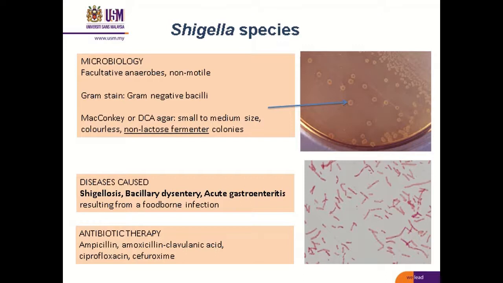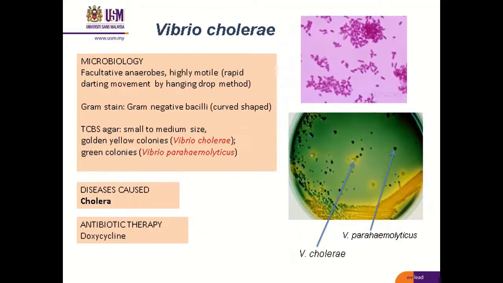Antibiotic therapy includes ampicillin, amoxicillin-clavulanic acid, ciprofloxacin, and cefuroxime. Next, we go to Vibrio cholerae. It is a facultative anaerobe, highly motile. We can see rapid darting movement by the hanging drop method.